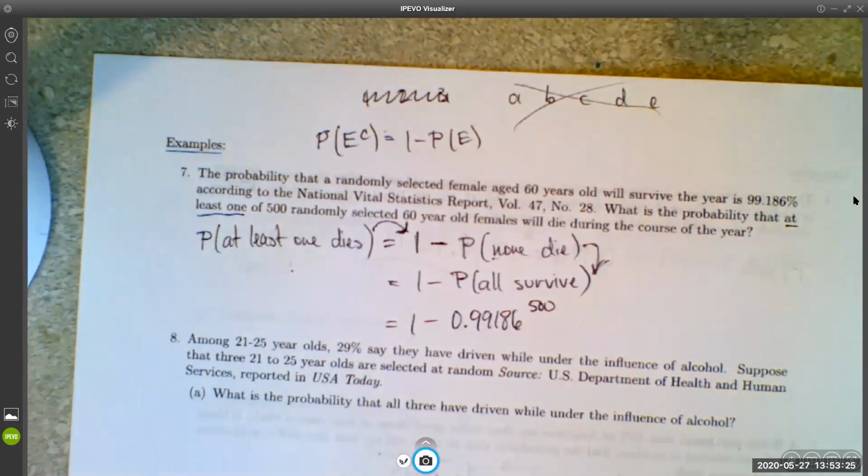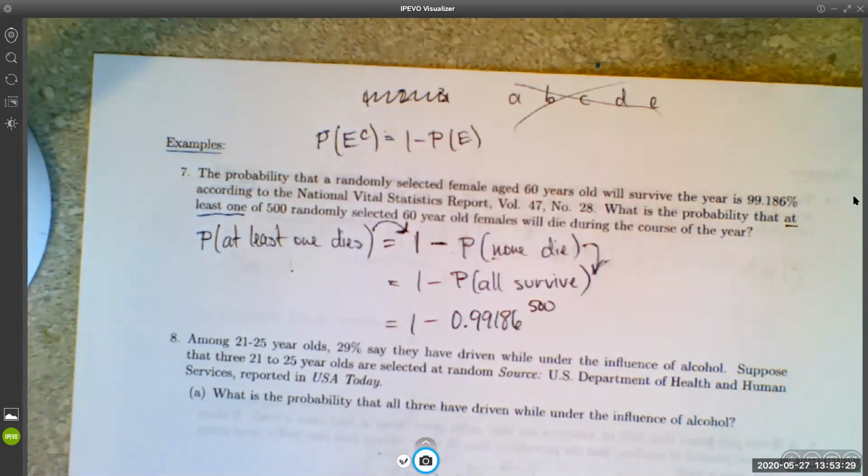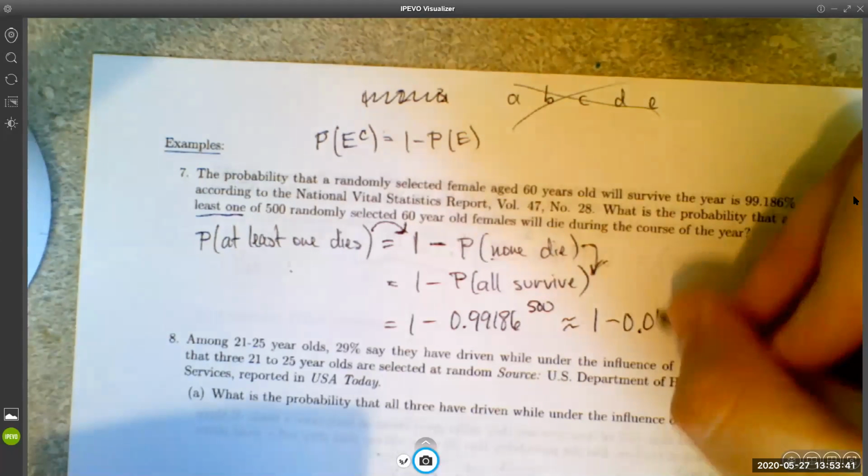Okay, but that's that probability. Let's see what we get. 0.99186 to the 500 is a tiny number, so I'll say this is about 1 minus 0.0168.